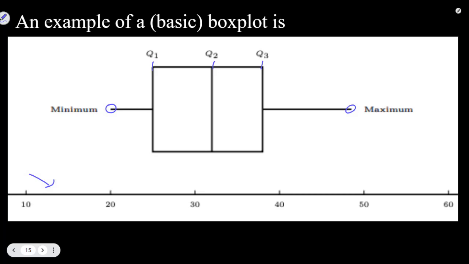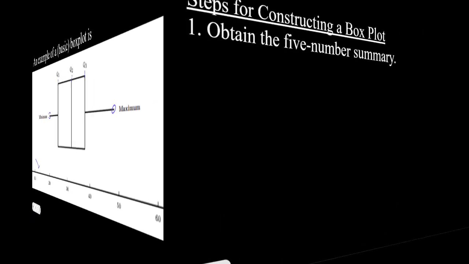You want to make sure you make your scale and your axis on the bottom first before you start marking your minimums and maximums and the quartiles, because the whole point of this box plot is to be able to see the spread of the data as you're going through it.